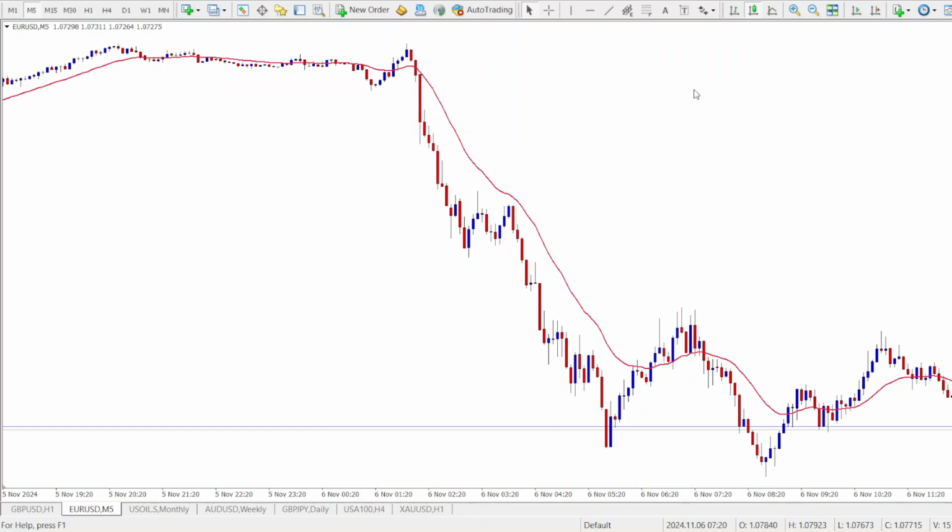The first is set your tight stop loss. Okay, set a tight stop loss because you are trading on short time frames. Having tight stop losses is essential to protect your capital from large drawdowns. All right, keep them within a reasonable range based on the volatility of the asset you are trading.